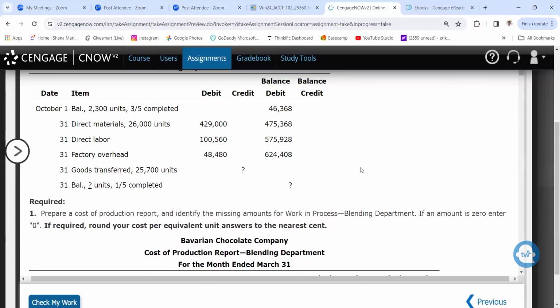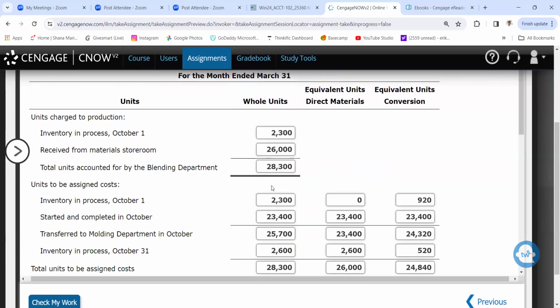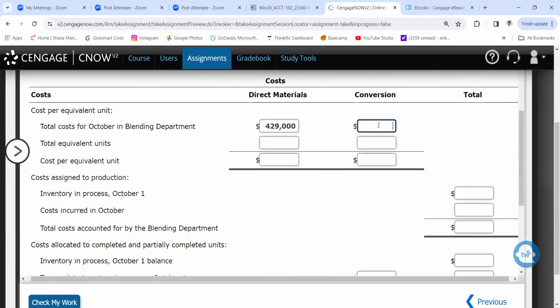I'm gonna go back up and get the conversion. Remember, conversion is DL plus factory overhead. So that's 149,040. So you have to add both of those.